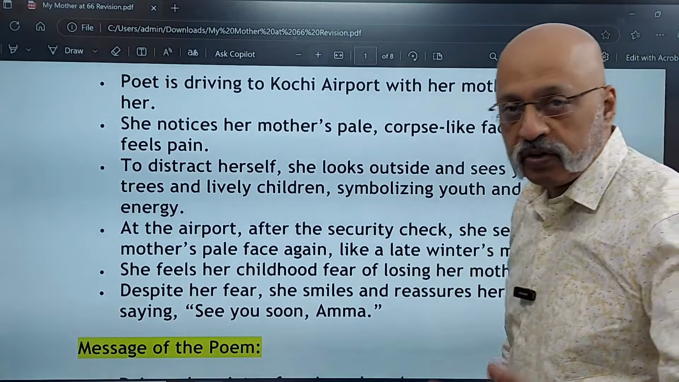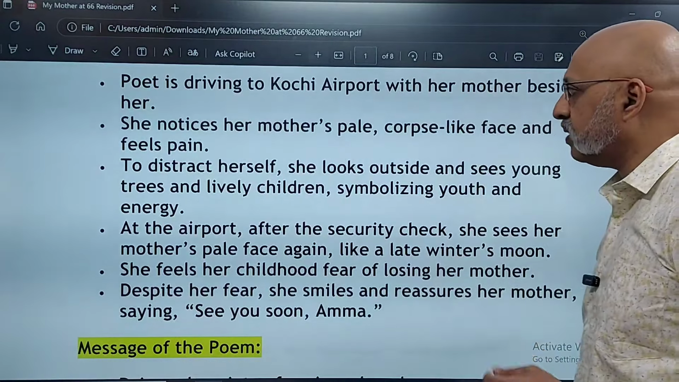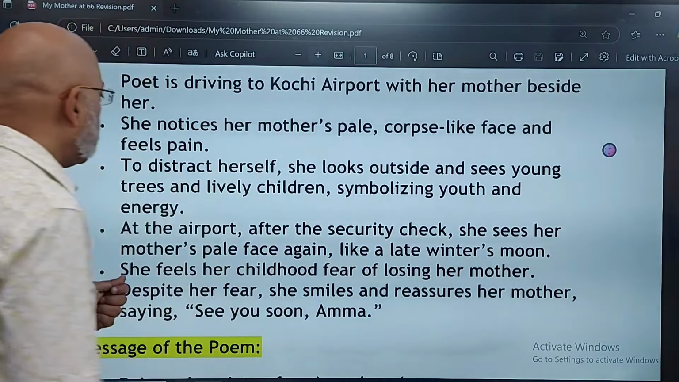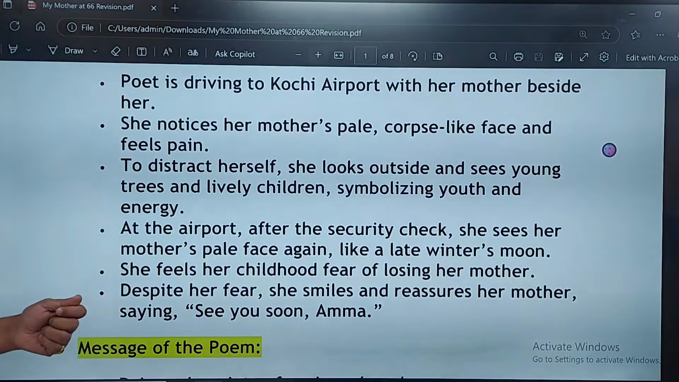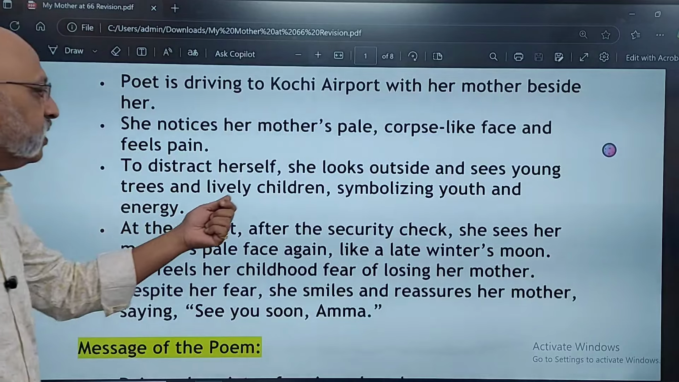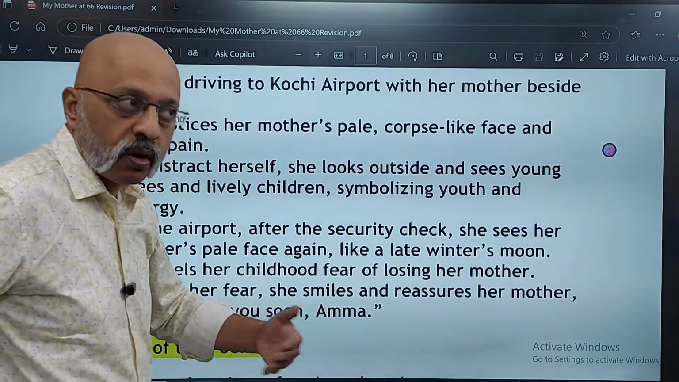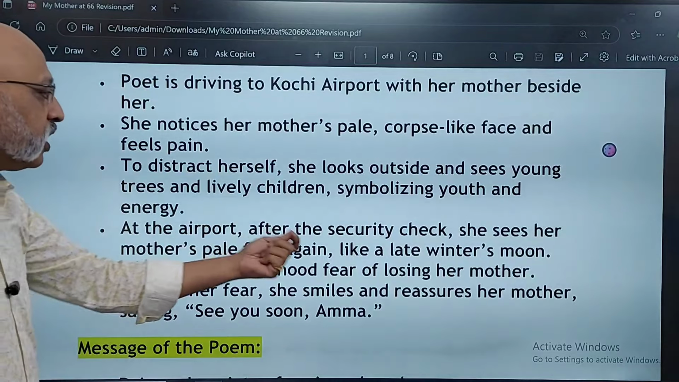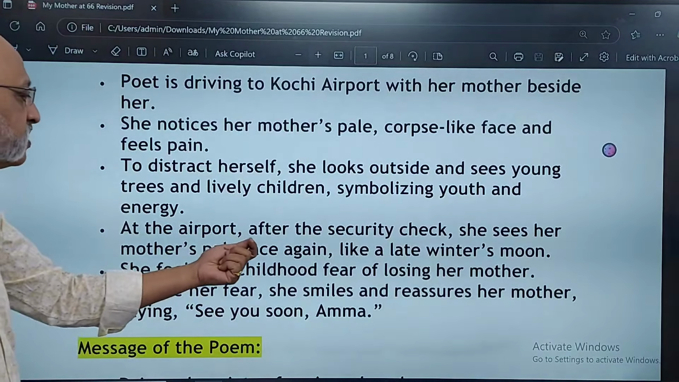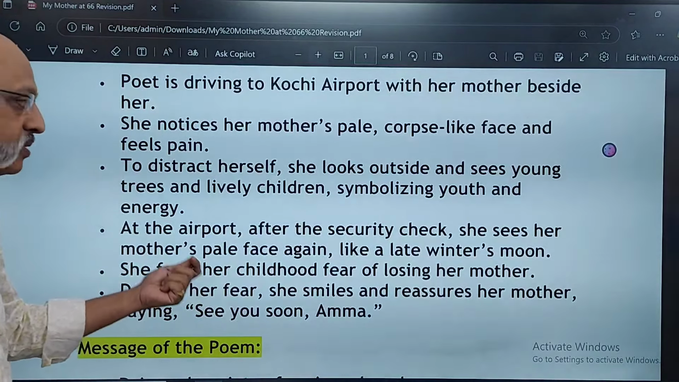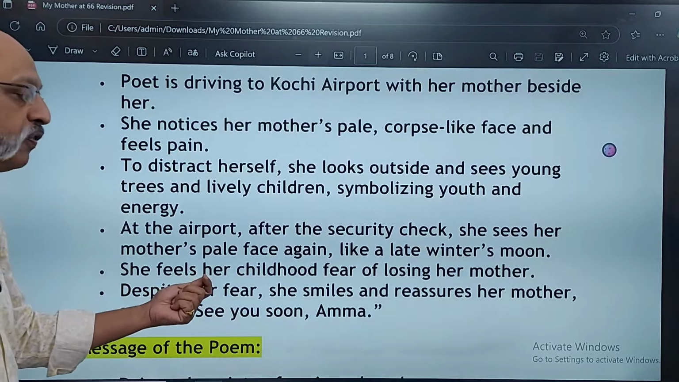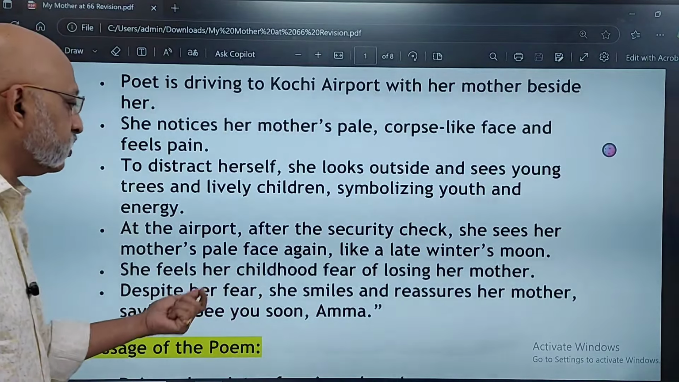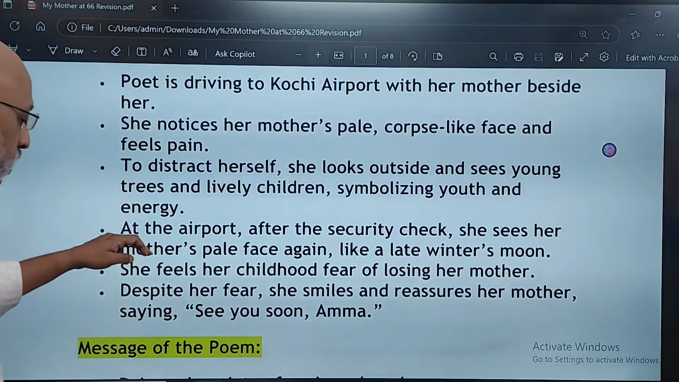Now, the poet is driving to Kochi airport with her mother beside her. She notices her mother's pale, corpse-like face and feels the pain. To distract herself, she looks outside and sees young trees and lively children symbolizing youth and agility and energy. At the airport, after the security check, she sees her mother's pale face again like a late winter's moon. She feels a childish fear of losing her mother. Despite her fear, she smiles and reassures her mother, saying, "See you soon, Amma."